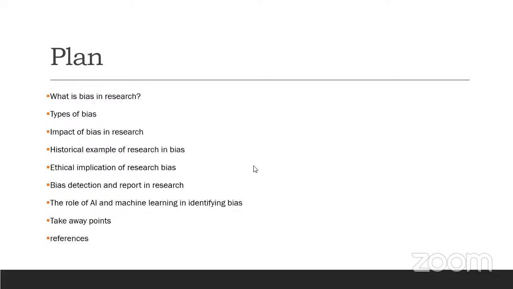Okay, so our plan is: what is bias in research? Types of bias, impact of bias in research, historical examples of bias in research, ethical applications, bias detection and reporting in research, the role of AI and machine learning in identifying bias. Finally, takeaway points and references.